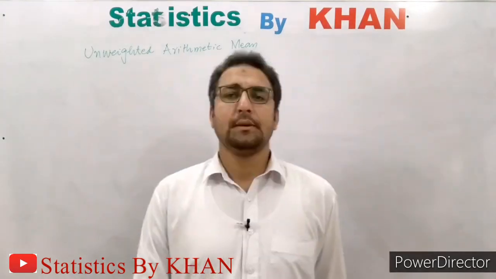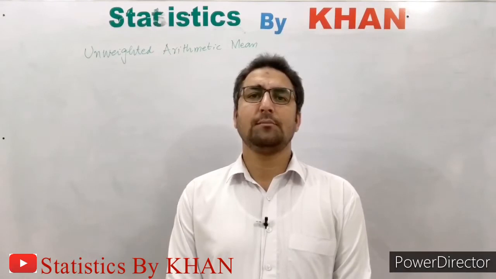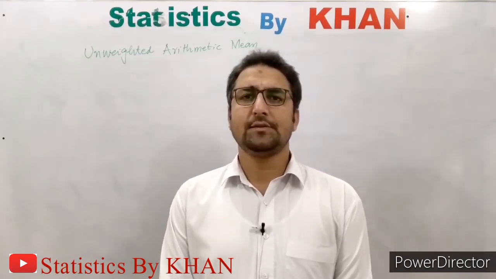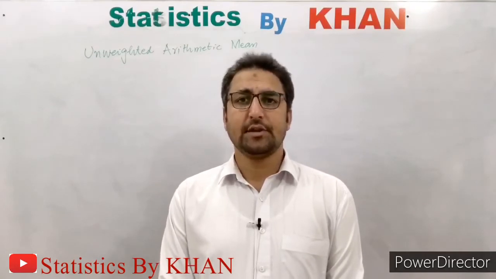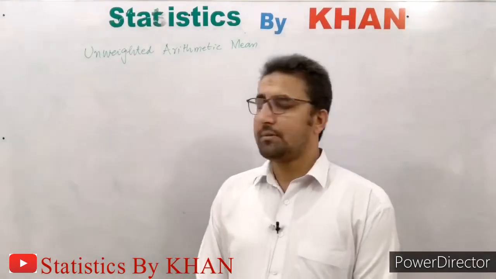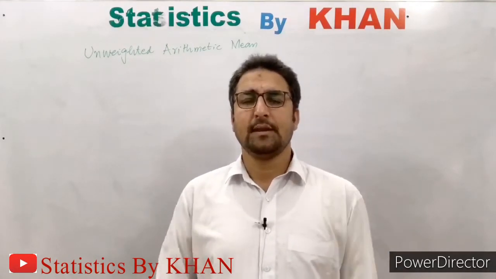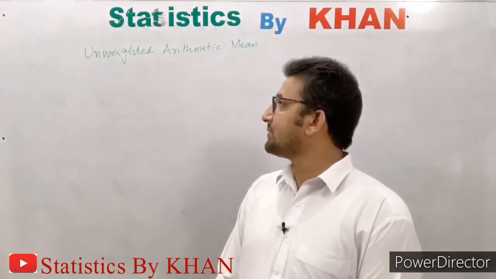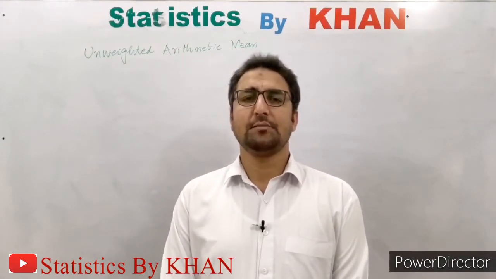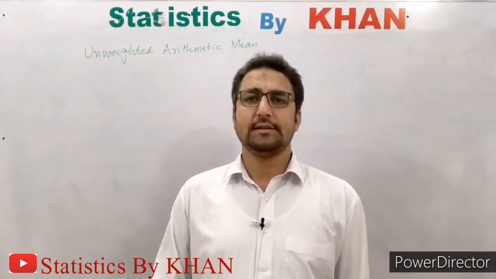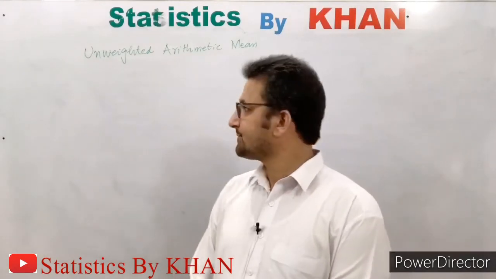That is, if in a data set all distinct observations have occurred an equal number of times, then if we compute the arithmetic mean, that would already become the unweighted arithmetic mean. For example, we have data points 1, 2, 3, 4, 5. So these are 5 observations and each one of them has occurred only once. So if we compute the arithmetic mean from this data set, then the arithmetic mean would automatically become the unweighted arithmetic mean.